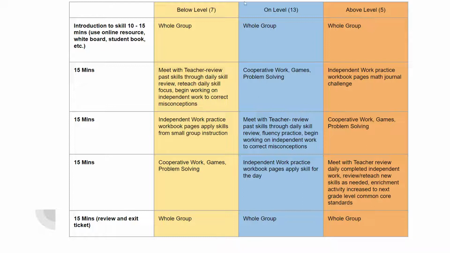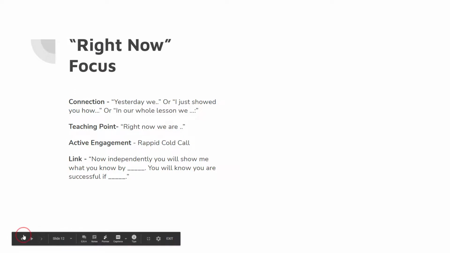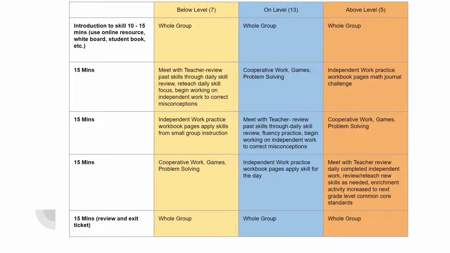For my on-level students, I am going to start them off in their cooperative group work. Maybe they're doing games, they're practicing problem solving together. Then they'll move to me. With this group, I want to make sure I'm including fluency practice, as well as doing a quick review of the skill from that day. And then I'm going to begin their independent work with them, or I'm going to have them bring their independent work from the day before and we'll work through misconceptions. And then they go to independent practice.